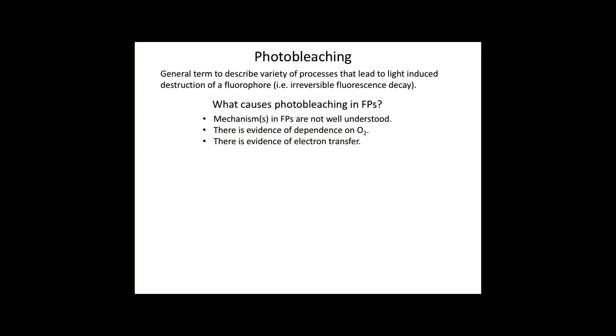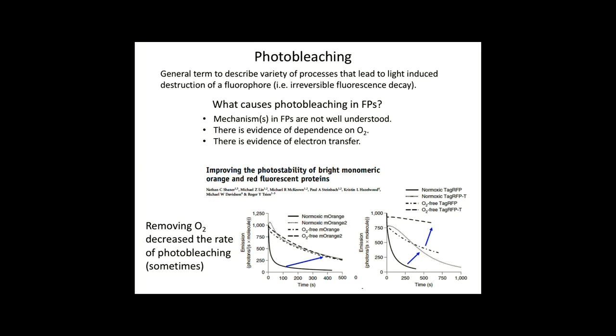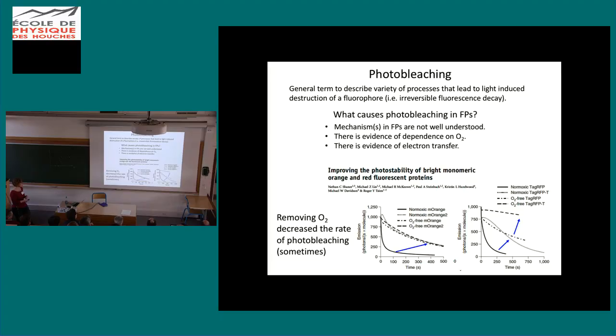Okay. So I wanted to turn now to photobleaching because we have mentioned it a lot, but we haven't talked about it in a lot of depth. Photobleaching, to remind you, is a general term to describe a variety of processes that lead to destruction of the fluorophore. So what causes photobleaching in fluorescent proteins? The mechanisms aren't actually that well understood, but there is evidence that there's dependence on oxygen, and there's evidence of electron transfer. One example of evidence of dependence on oxygen is from this paper from a number of years ago, where Nathan Shaner was trying to improve the photostability of two fluorescent proteins.